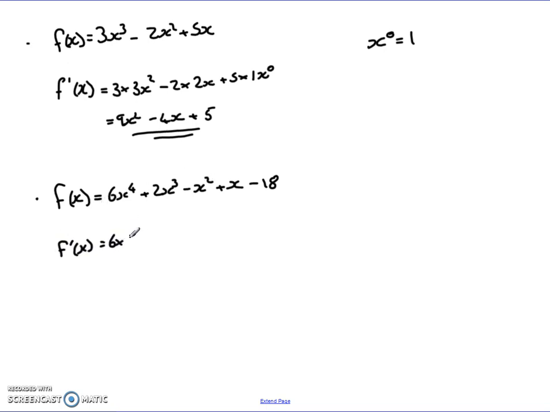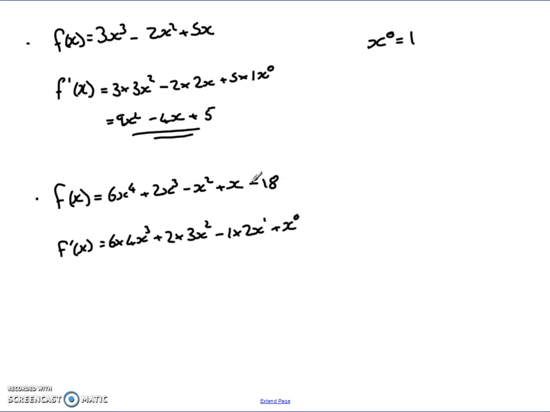First term, 6 times, bring the power down 4, reduce the power by 1. Second term is plus 2 times, then the derivative of this. 3x squared, bring the power down, reduce by 1. So then take away 1 times 2x to the power of 1. That's plus x to the power of 0, because it's 1 down, 10x to the power of 0. And then it's minus 18.